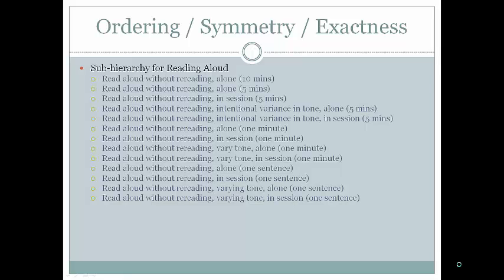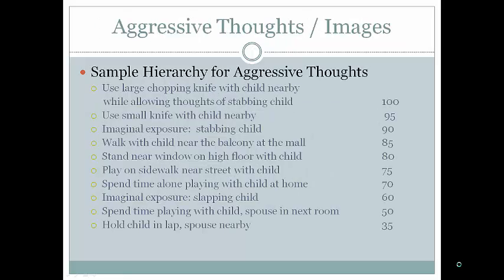This is a slight variation. It's a sub-hierarchy for reading out loud. So if somebody has various issues with reading out loud, you might do a sub-hierarchy. So read aloud without rereading, varying in tone, in session, varying in tone alone, in session. So there's varying in tone, intentionality. So you can see how those would vary across. If you have different things, one thing might not be sufficient, so there are various aspects or elements of it. You have to break it down into various pieces and expose the individual to each of those pieces.